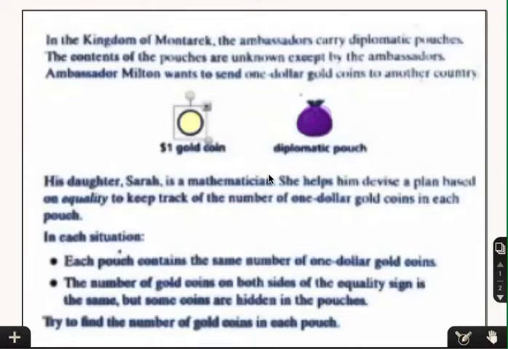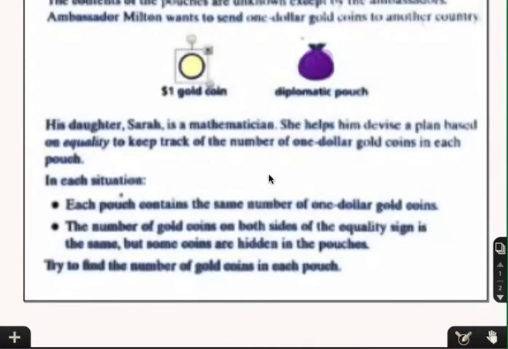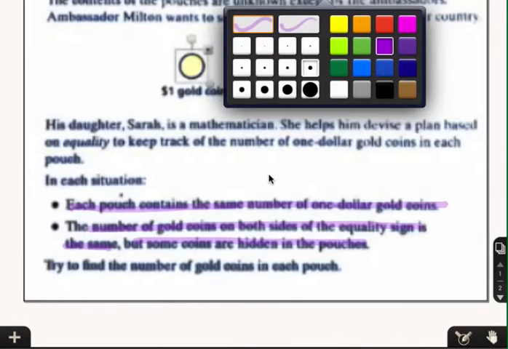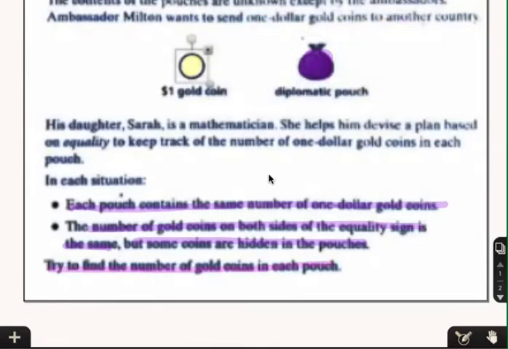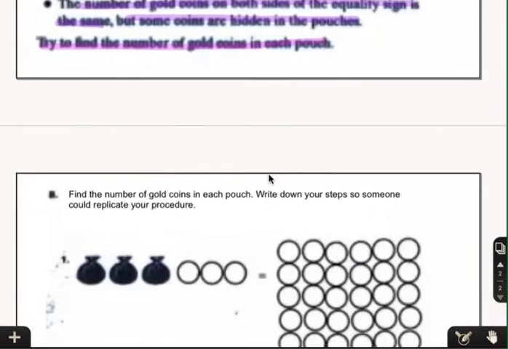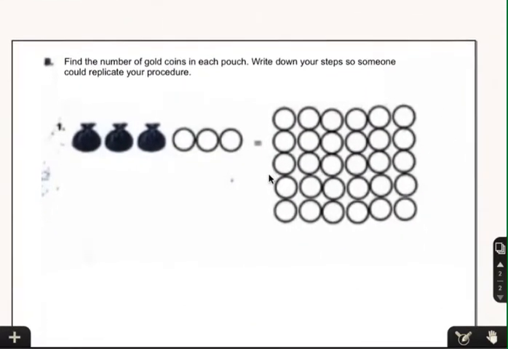So each pouch in the equation contains the same number of $1 gold coins. That's important for us to know. The number of gold coins on both sides of the equality sign is the same, but some are hidden in their pouches. That's also important to know. And our goal here is to try to find the number of gold coins in each pouch. So let's look at this first example.